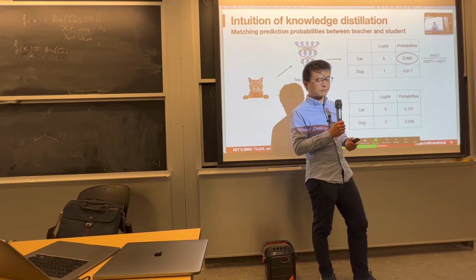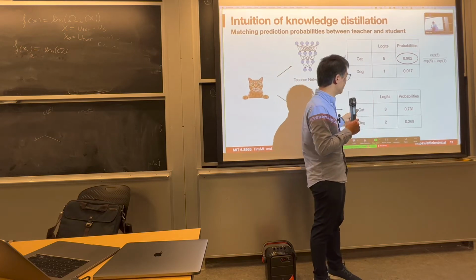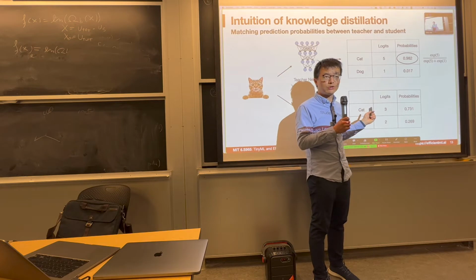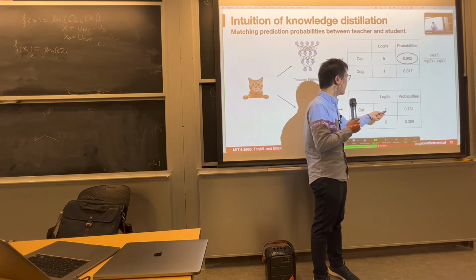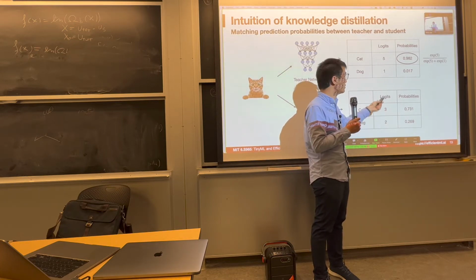On the other side, the student model's prediction is different. The logits are smoother, like 5 versus 1 for the teacher, versus 3 versus 2 for the student.